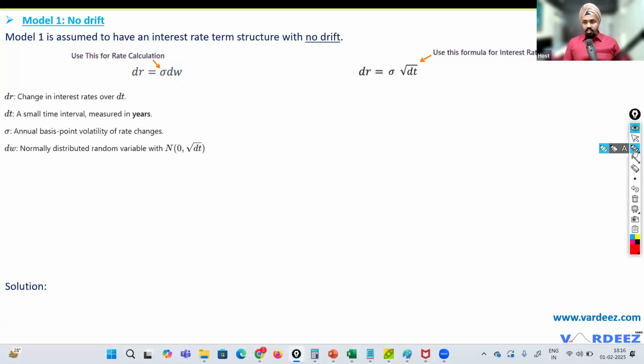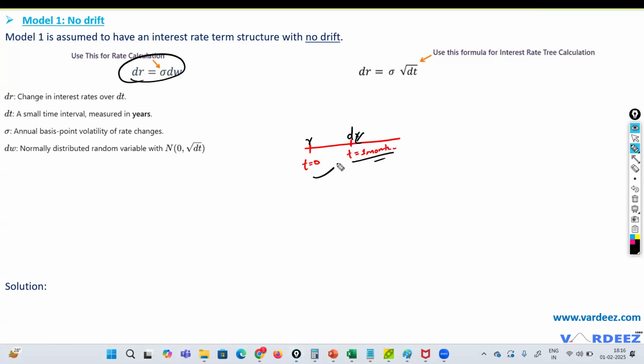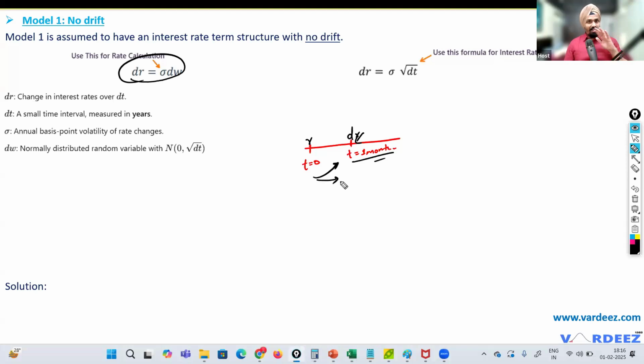Within this particular model one, this is just for a short time period. Let's say we are standing here, this is time today. If you want to find the interest rate at t equal to, let's say, 1 month down the line, then we're going to be using this particular formula, because from here the interest rates will either go up or down, whatever the volatility is, and it's going to be multiplied by dw, the random variable, whatever number that we get. So this is one thing.